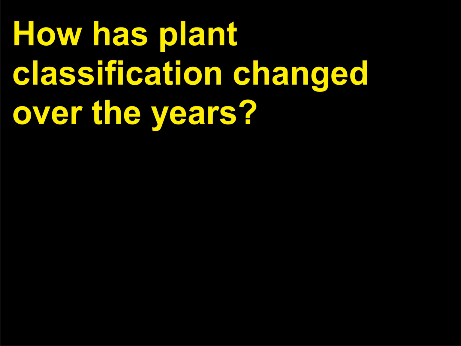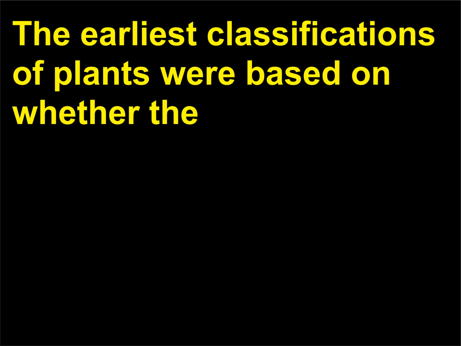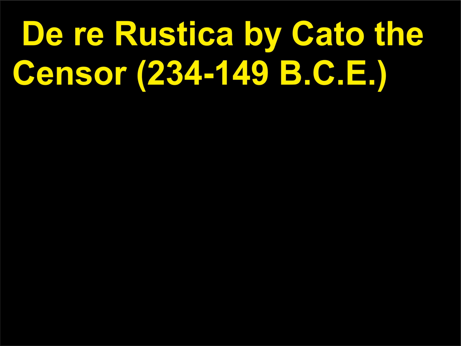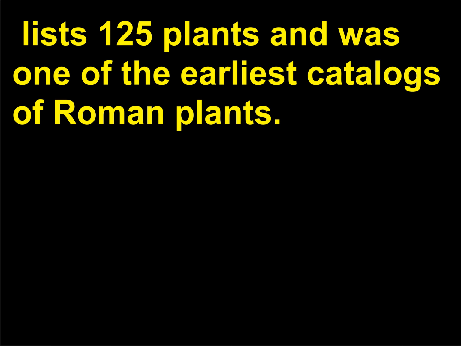How has plant classification changed over the years? The earliest classifications of plants were based on whether the plant was considered medicinal or was shown to have other uses. De re rustica by Cato the Censor, 234 to 149 BCE, lists 125 plants and was one of the earliest catalogues of Roman plants.